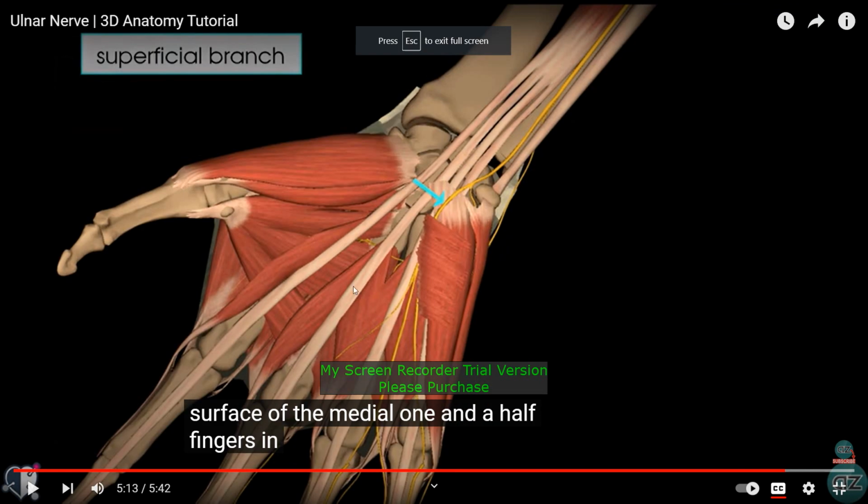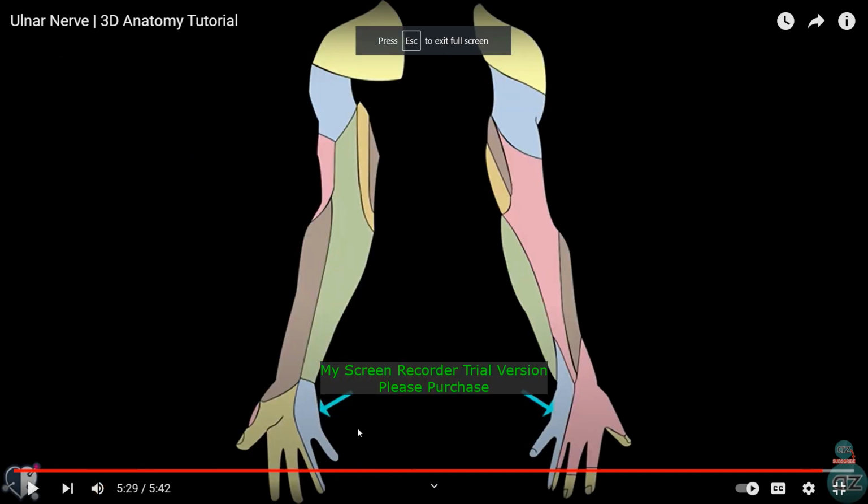The surface skin of the medial one and a half fingers is innervated by the superficial branch. You can see the medial one and a half: this one finger, and this half of the fourth finger, is innervated by the superficial branch of the ulnar nerve. So it provides a sensory function as it innervates the surface of the medial one and a half fingers.